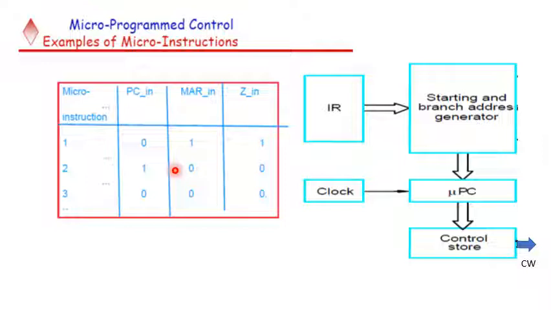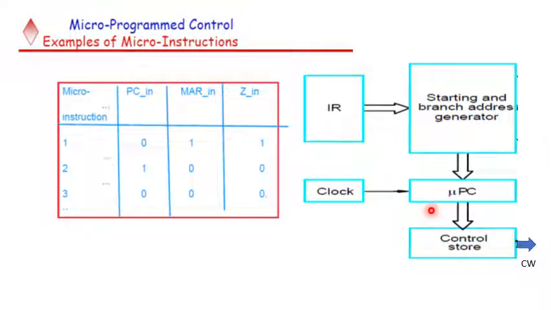The microroutines for all instructions in the instruction set of a computer are stored in a special memory called the control store. The control unit can generate the control signals for any instruction by sequentially reading the control words of the corresponding microroutine from the control store. This suggests organizing the control unit as shown in the figure.